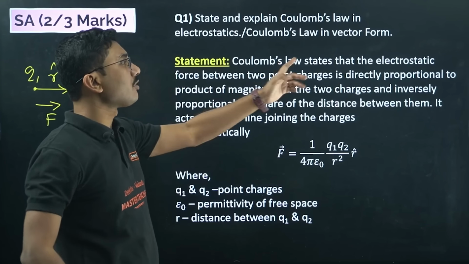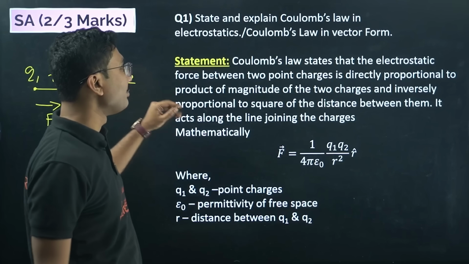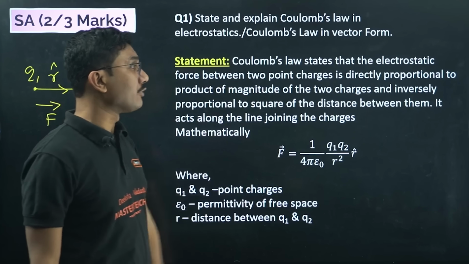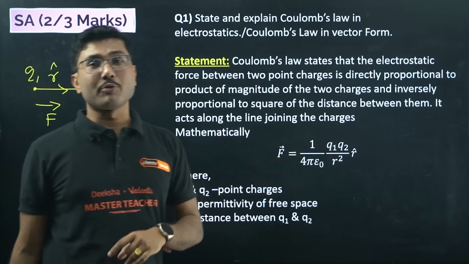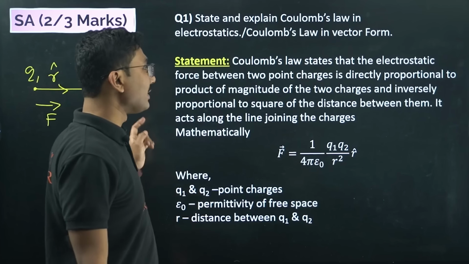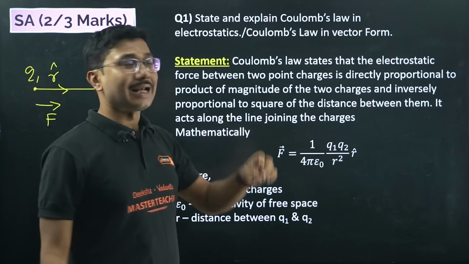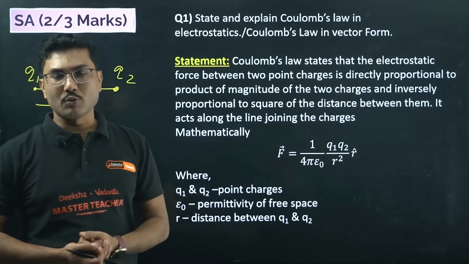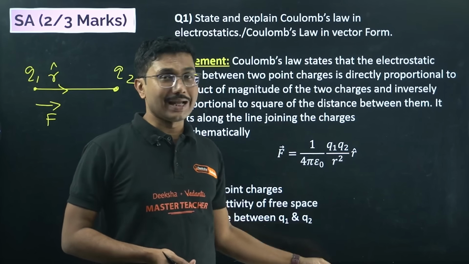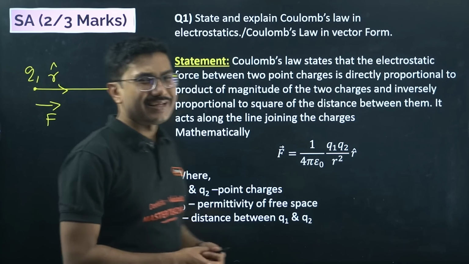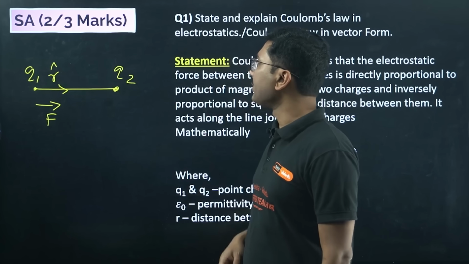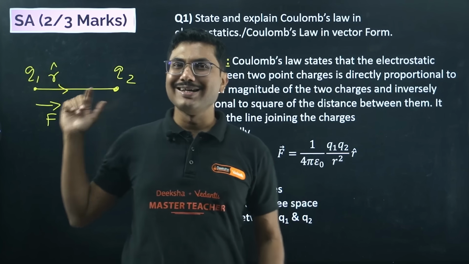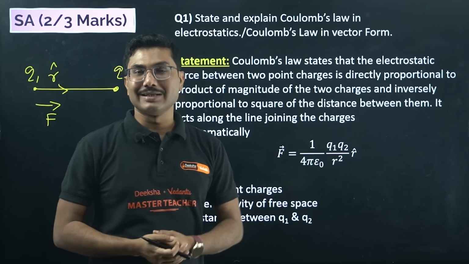You have to write: Coulomb's law states that the electrostatic force between 2 point charges is directly proportional to the product of the magnitude of the charges and inversely proportional to the square of the distance between them. It acts along the line joining the charges, right? And mathematically, F is equal to 1 by 4 pi epsilon naught q1 q2 by r square r cap. Okay, and if only vector form is asked, you can skip the statement. You only have to draw the diagram clearly, neatly, and write this equation.